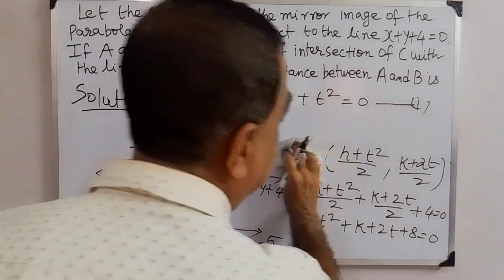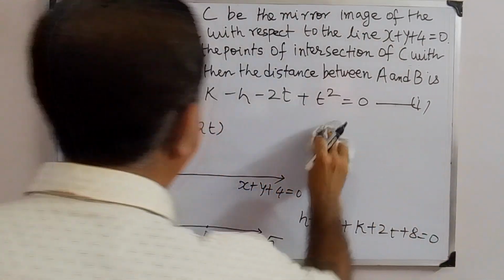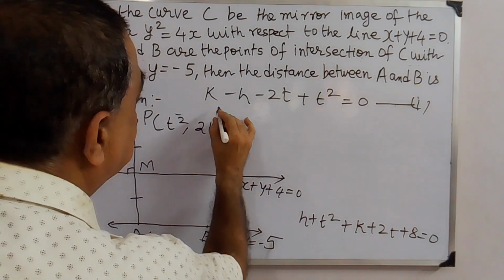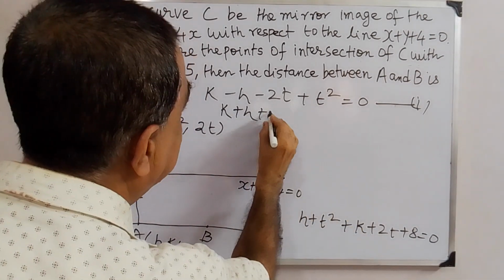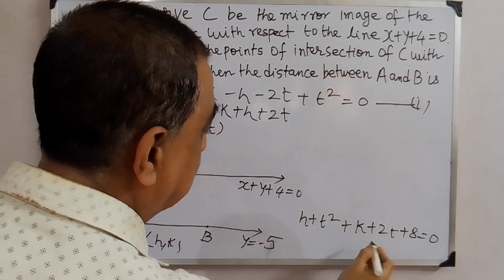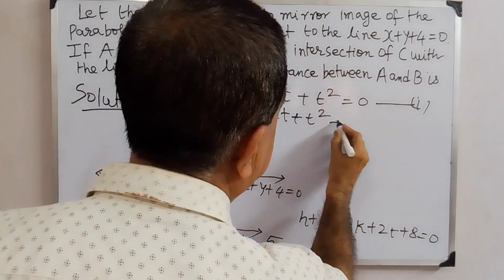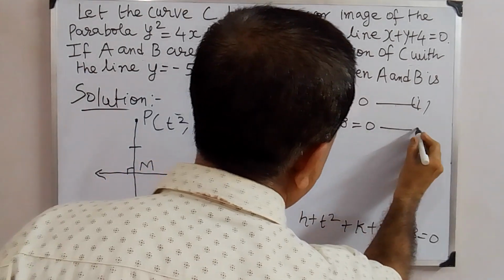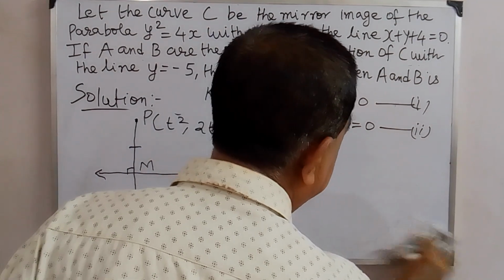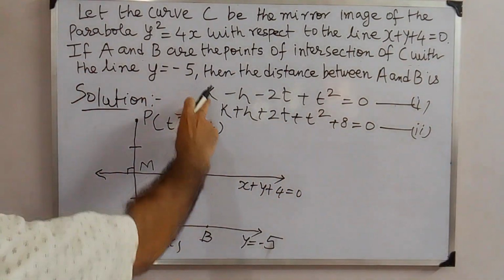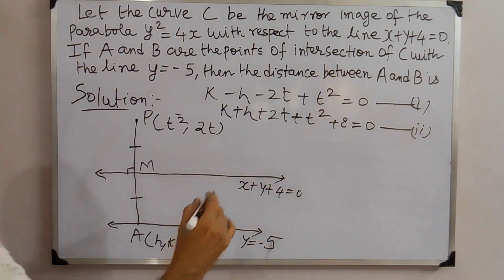So this equation I am representing as the second equation. I am writing the second equation here: k + h + 2t + t² + 8 = 0. So this is the second equation. Now what will we do? We will now express h and k in terms of t and the constant number.